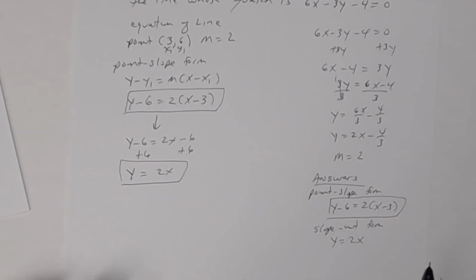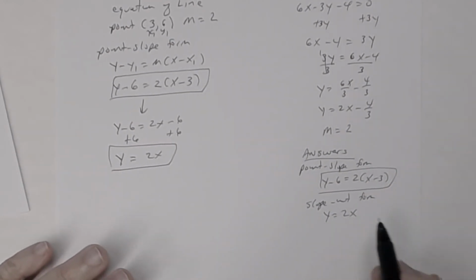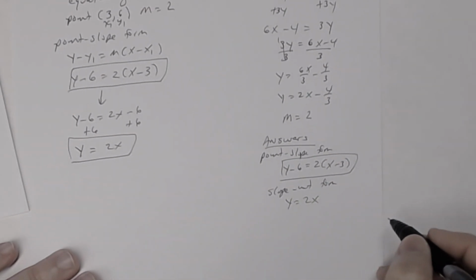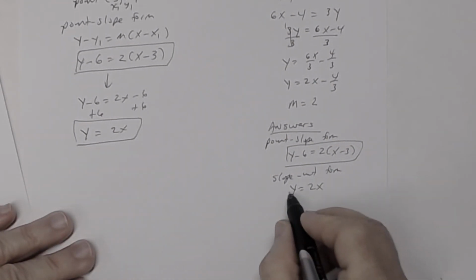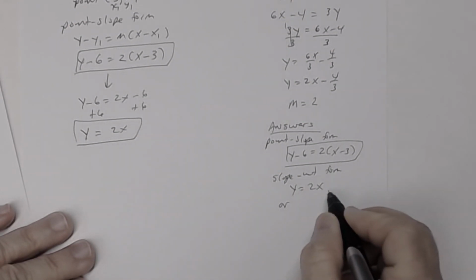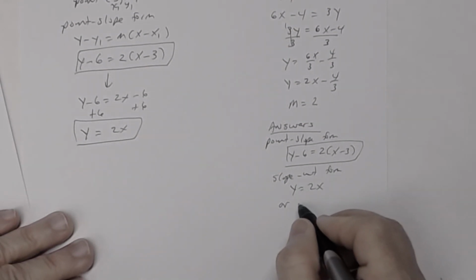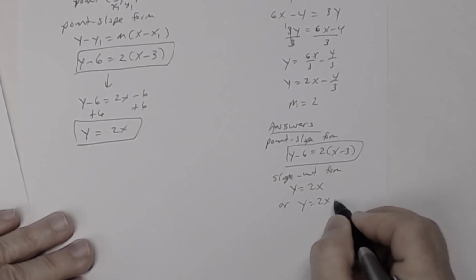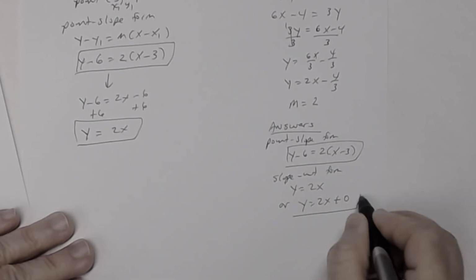Now, notice it said write in slope-intercept form, right? So meaning you want it to look like y equals mx plus b. So this is fine. Some of you may want to actually show the b, the y-intercept. So the y-intercept would be y equals 2x, and then the y-intercept is 0. So either one of those is fine.